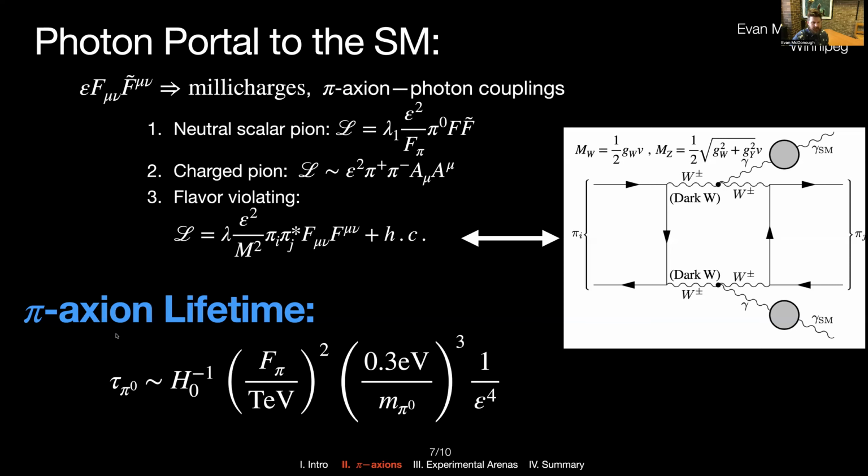I'll note at this point that the lifetime of the neutral pions, if I have axion-like masses and axion-like decay constants, even for epsilon of order 1, is easily cosmologically stable. If I'm thinking of f pi as 10 to the 10 GeV, this is a ginormous lifetime for the neutral pion, even if epsilon is equal to 1.